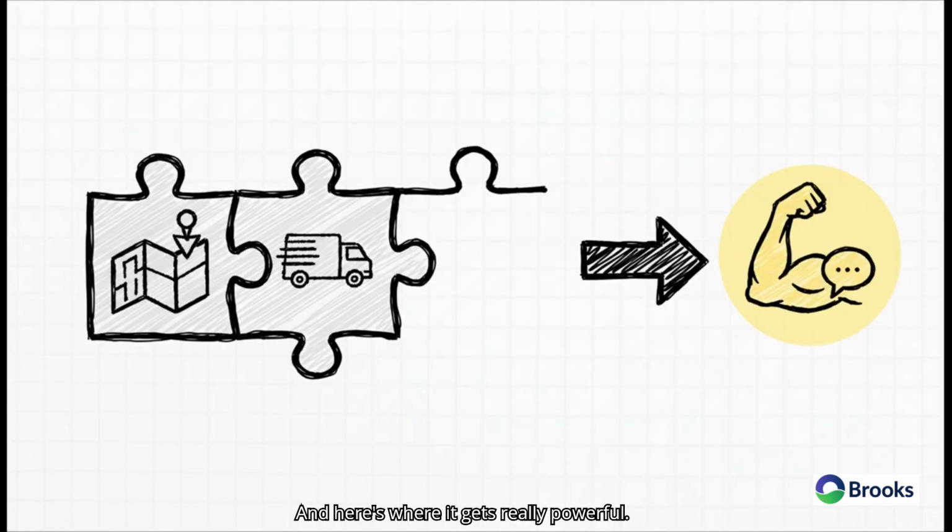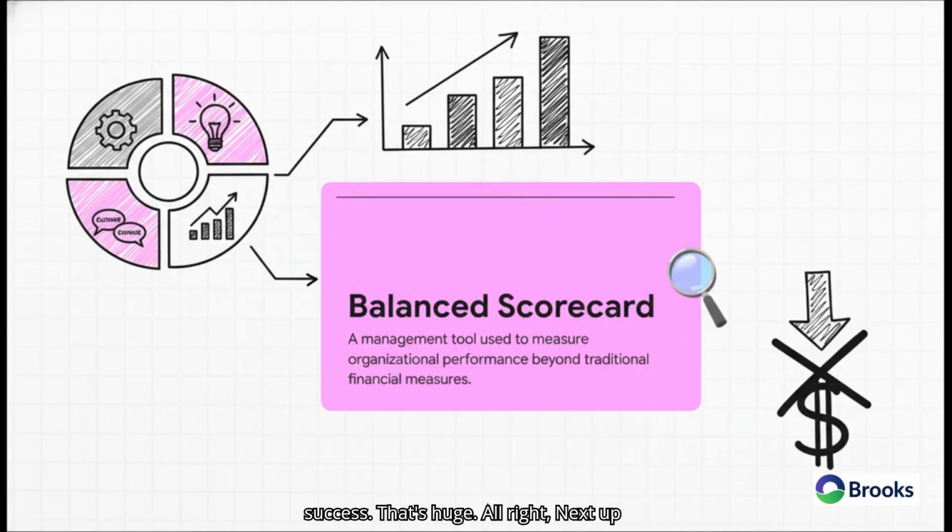And here's where it gets really powerful. A logistics firm wants to launch same-day delivery, so they map out their capabilities and realize, hey, we're great at route optimization and fleet management, but our driver communication is, well, not so great. They've just identified the exact capability they need to build to make their new service a success. That's huge. All right, next up is the balanced scorecard.